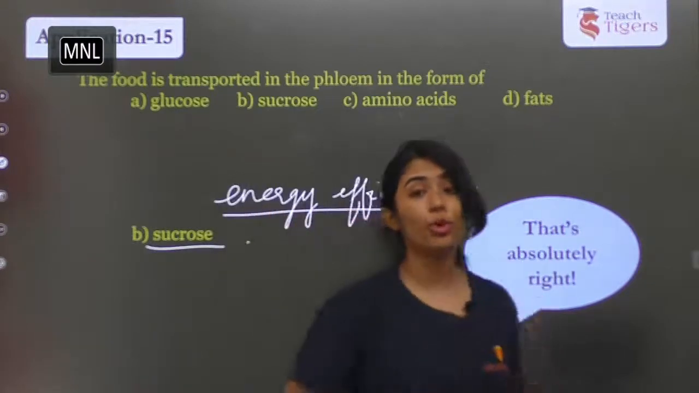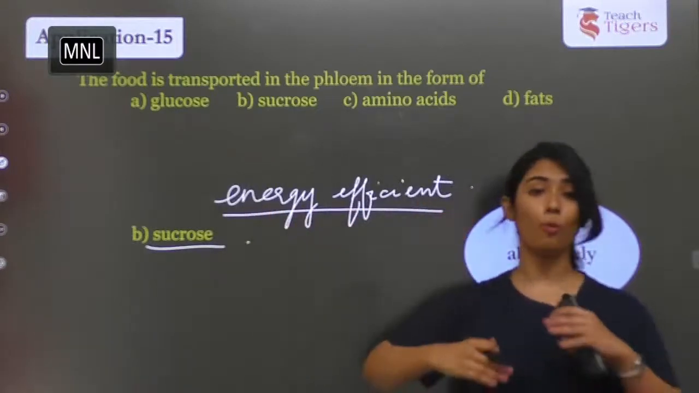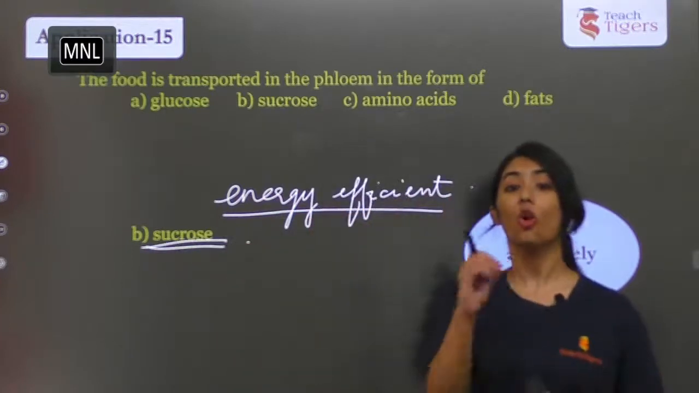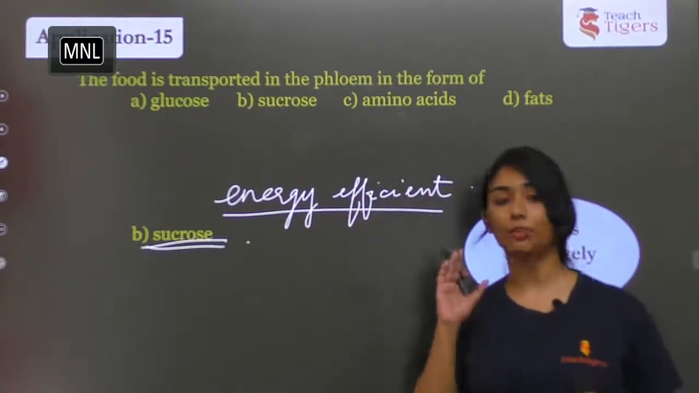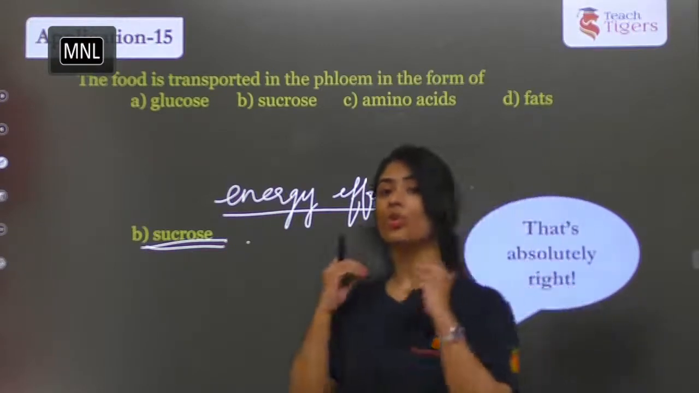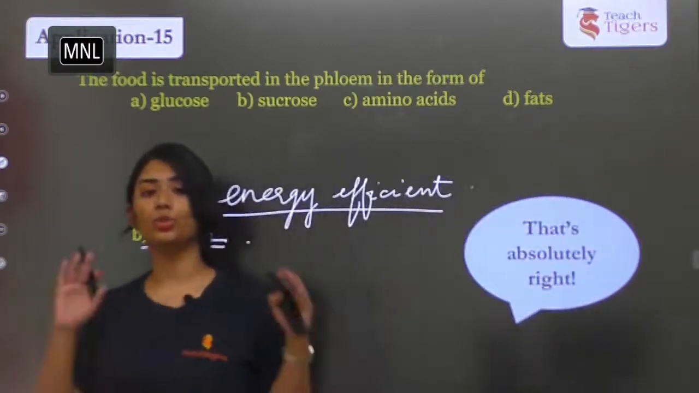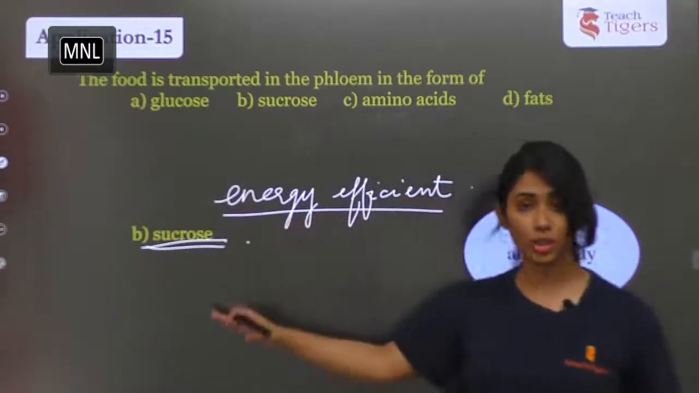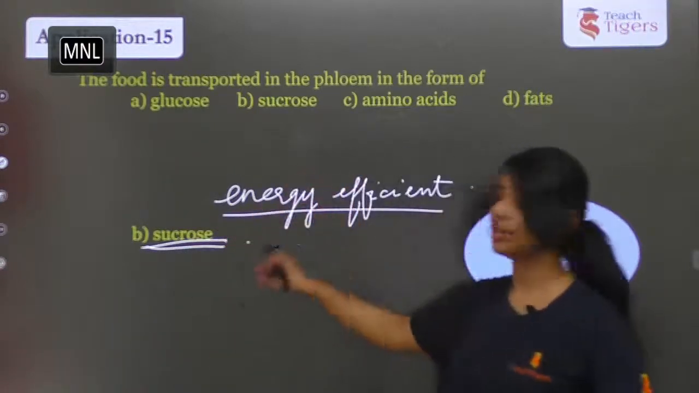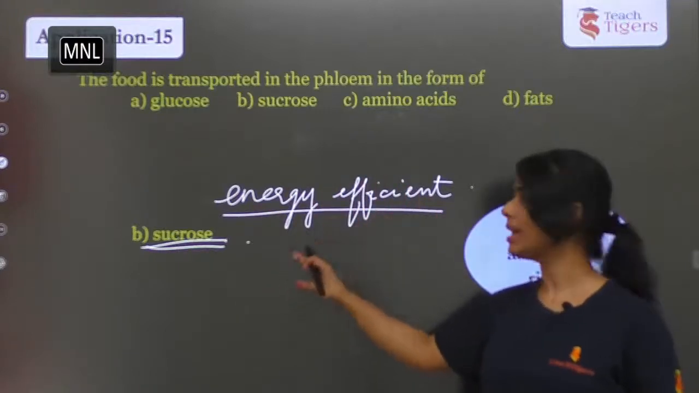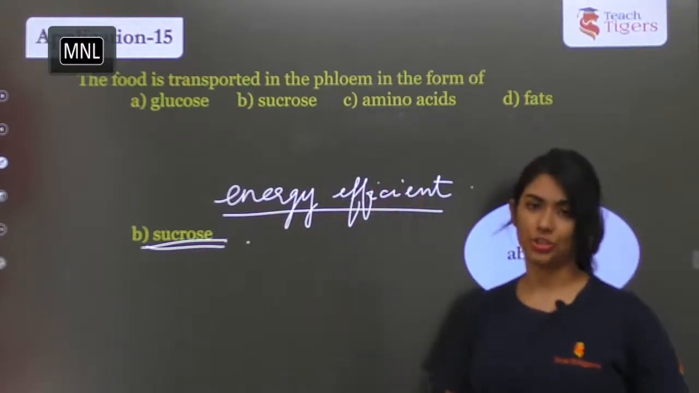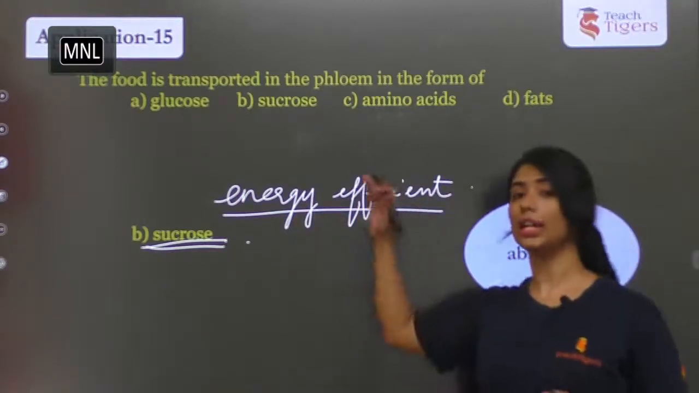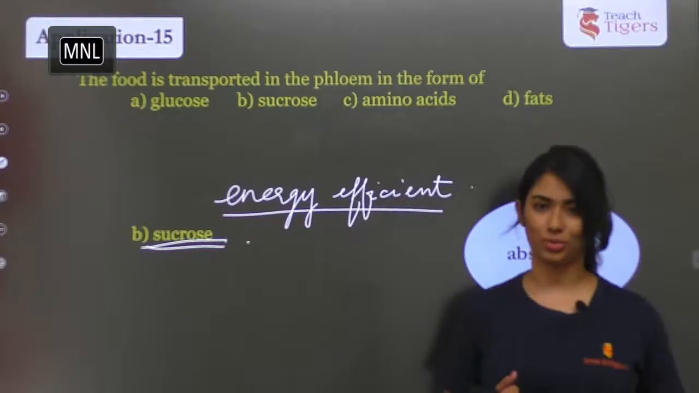That's why the food produced in the leaves will be in the form of glucose, but then it will be converted to sucrose and loaded into the sieve tubes of the phloem tissue, and then the sucrose will be transported to different parts of the body along with the water, right? So sucrose is more water soluble and more energy efficient, that is, it will perform the same task with less energy. That is why the glucose will be converted into sucrose before its transport.